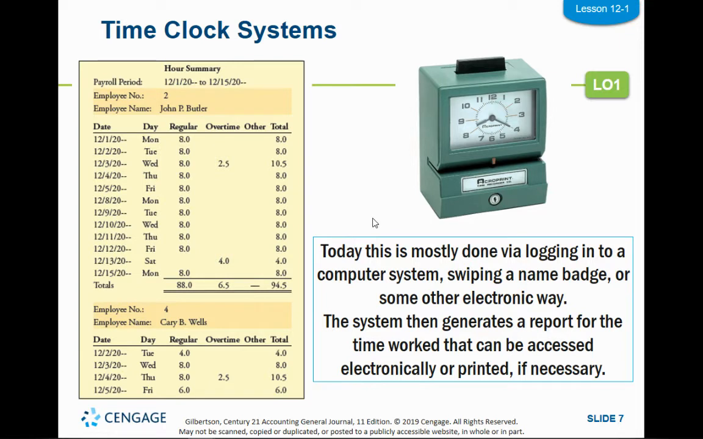Usually that system will generate an electronic report of how many hours you worked each day, and those can be printed off too if you need them to be. A lot of times they'll look something like this. If you look at this, it says on this date, they worked 8 hours. And on this day, they worked 8 hours and 2.5 overtime hours. It just generates that for them.